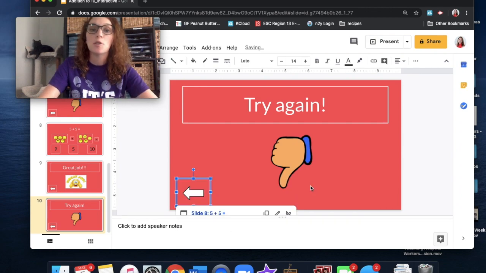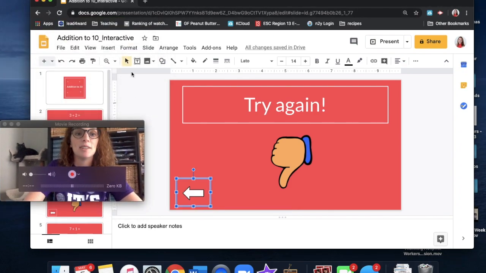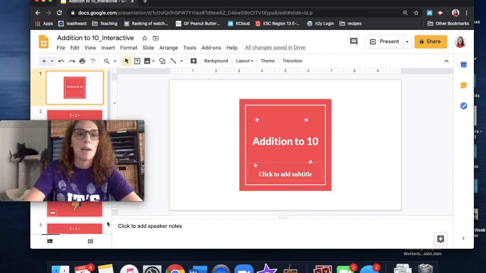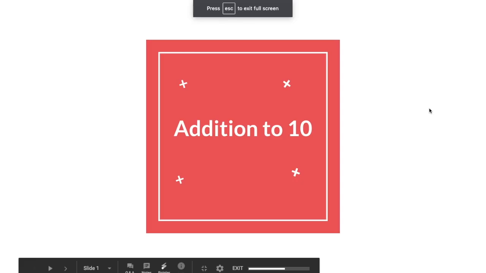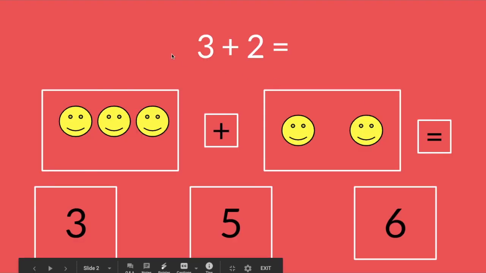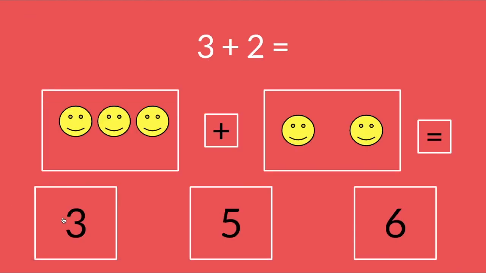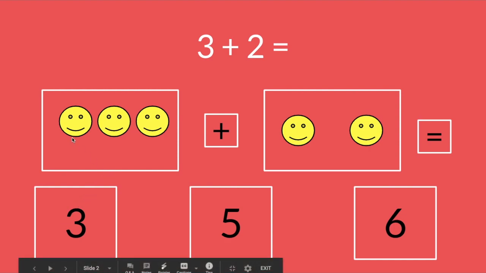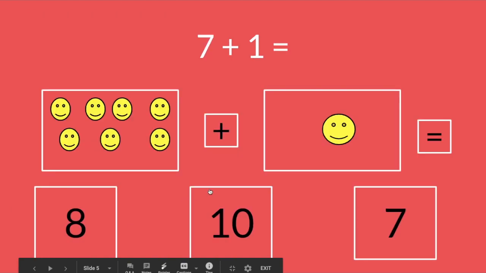So here's the cool thing. Now we are ready to show you what this is going to look like in present mode. Okay, so if I click present, here's the first question. Hi, welcome to addition to 10. Now, if I do 3 plus 2, say I thought it was 3, it's going to tell me try again, and I'm going to go back, and I'm going to say, oh, I counted wrong. 1, 2, 3, 4, 5. Oh, it's 5. Oh, I got it right, and now I'm at the next question.